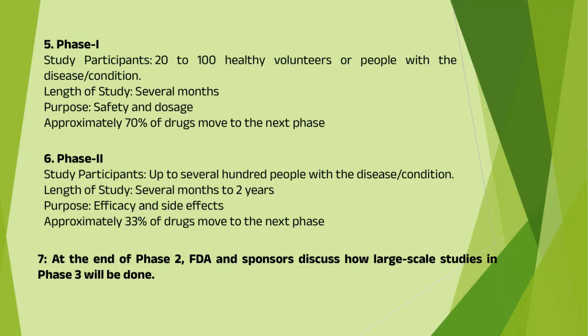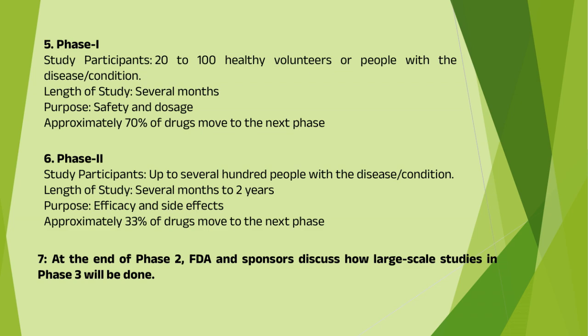Stage 5. Phase 1 study participants, 20 to 100 healthy volunteers or people with the disease or condition. Length of study, several months. Purpose, safety and dosage. Approximately 70% of drugs move to the next phase. Stage 6. Phase 2 study participants, up to several hundred people with the disease or condition. Length of study, several months to 2 years. Purpose, efficacy and side effects. Approximately 33% of drugs move to the next phase.